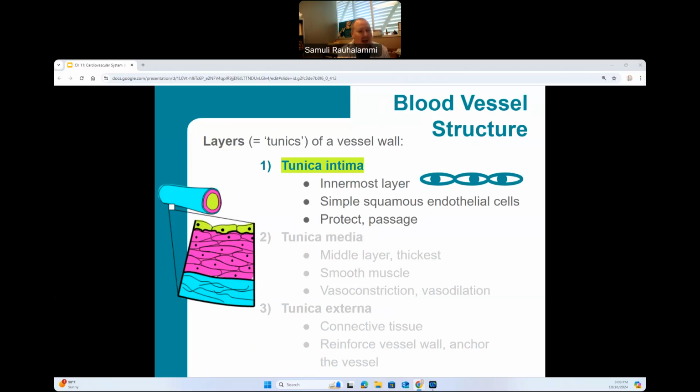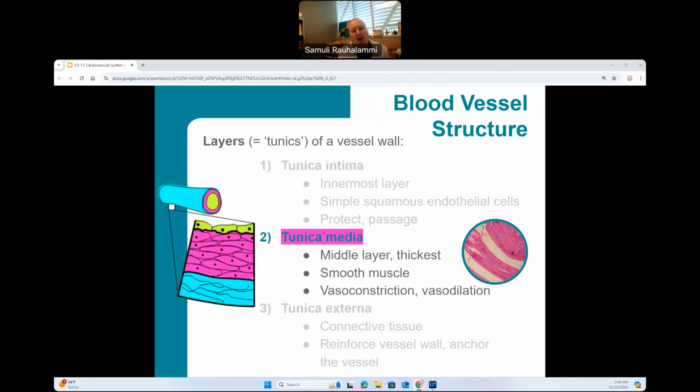Let's have a look at the middle layer. And this is going to be our tunica media. Tunica media is the thickest of these layers, and it's typically made of smooth muscle. There might also be some elastic tissue present there. And this smooth muscle is important for us because this is really what controls the diameter of the blood vessel. So we can do vasoconstriction and vasodilation thanks to this smooth muscle allowing us to change the vessel diameter. And this layer is controlled by the sympathetic nervous system.